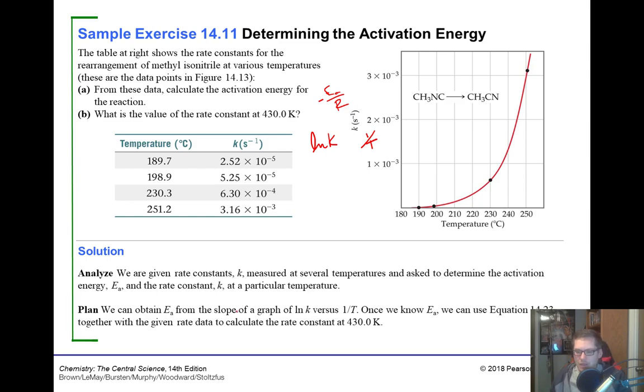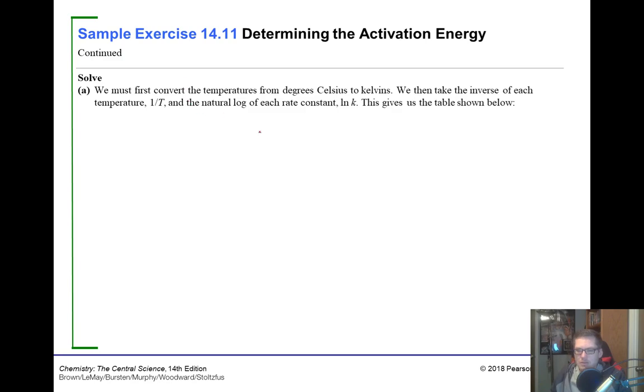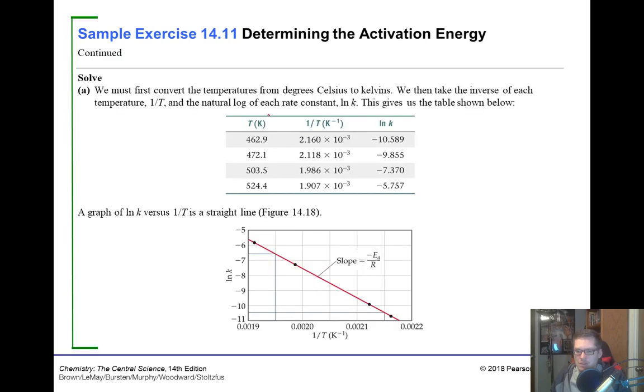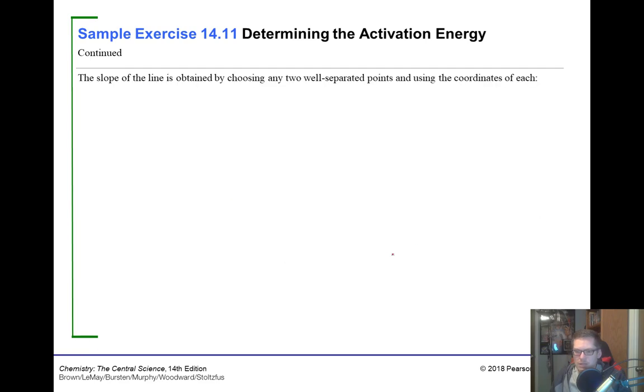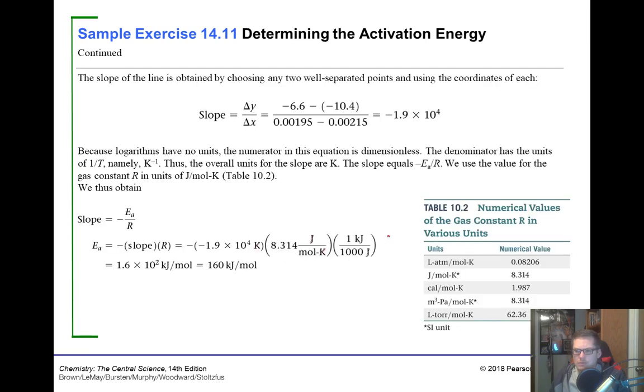So EA from the slope of natural log K versus inverse temperature. They got this table, and they converted into Kelvin, just like I said. They took the inverse and the natural log of the rate constant here. Then they graphed it, and they found the slope of this line, and we know the slope is equal to negative EA over R. So the activation energy would be equal to negative R times the slope. They're going to do that next, I'll bet.